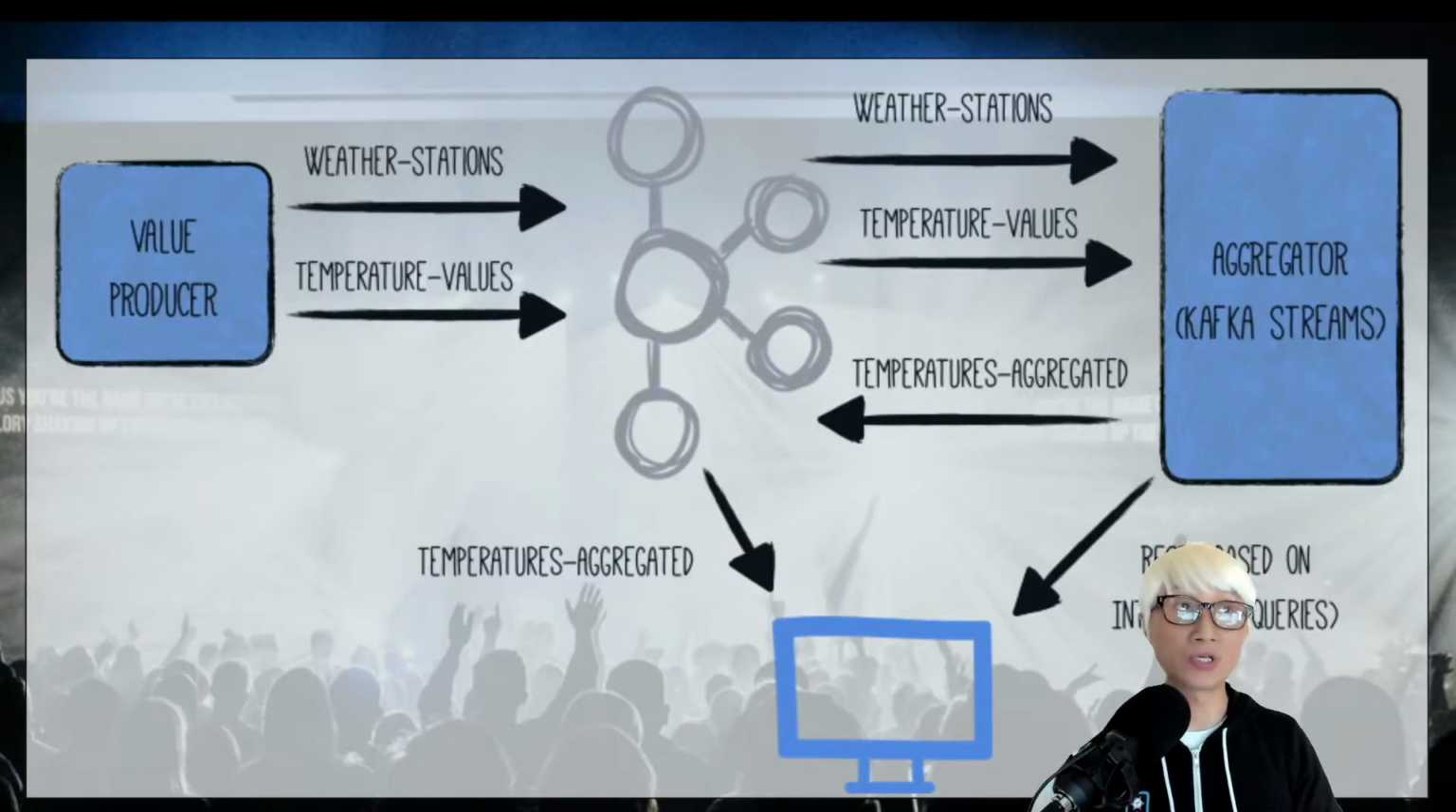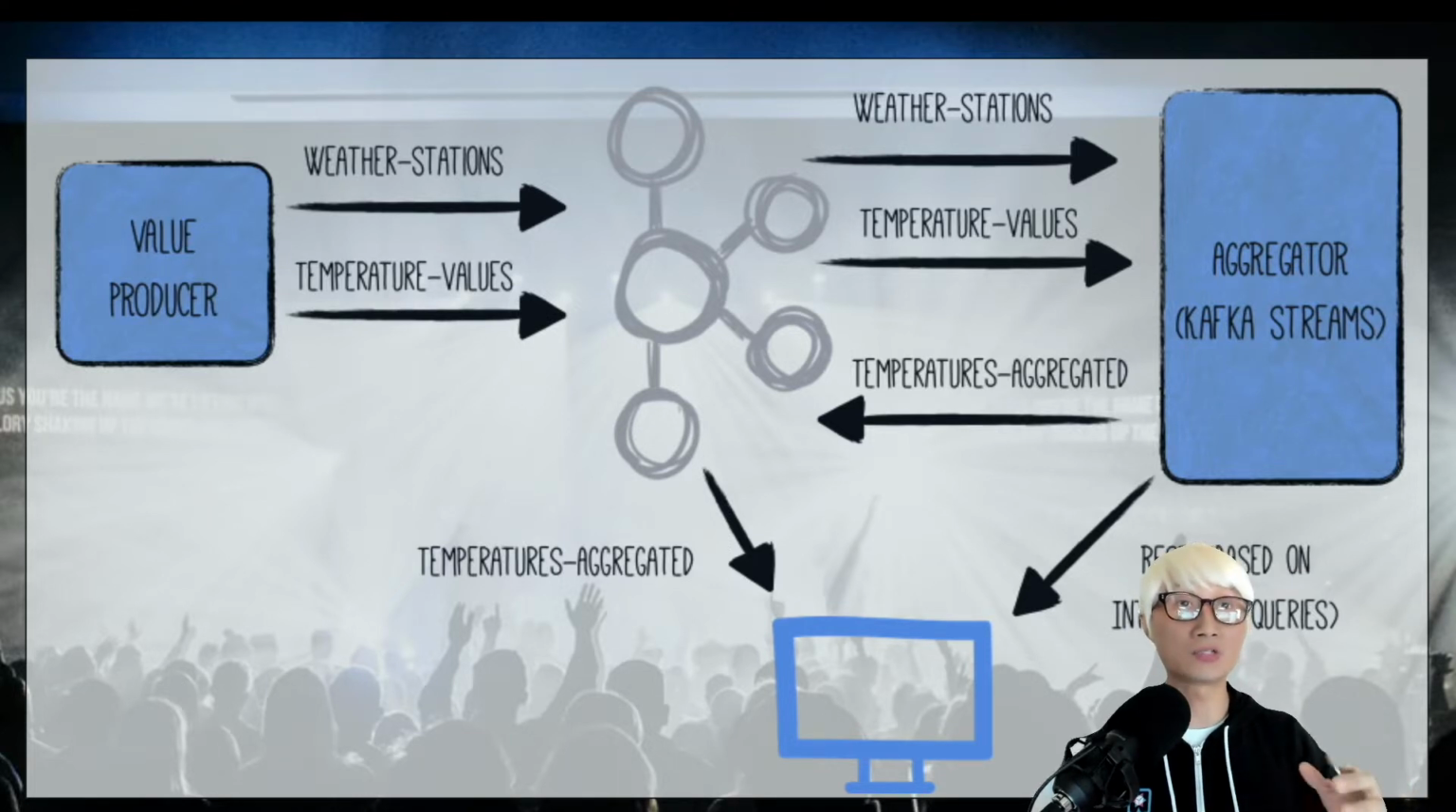As you can see, there are two different boxes, each a different component application. On the left side, the value processor will generate random temperature values, which will be stored in the Kafka topic named temperature-values. There is another Kafka topic named weather-station, which is mapped to your temperature values with the randomly generated weather stations.